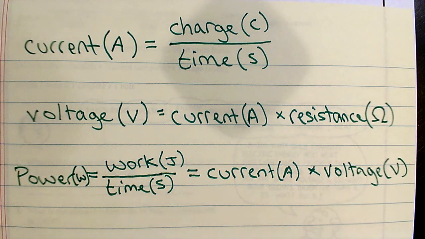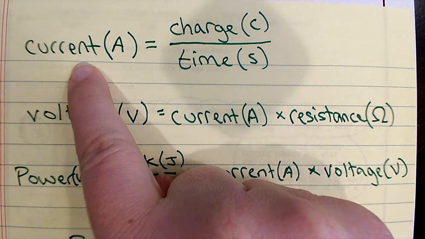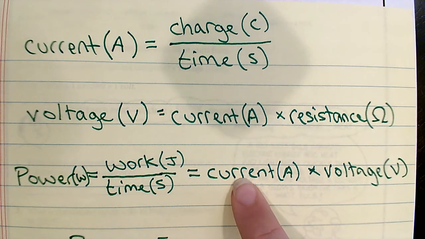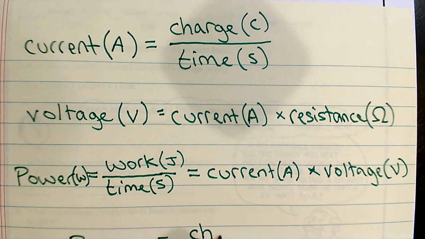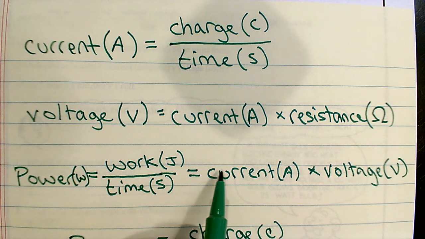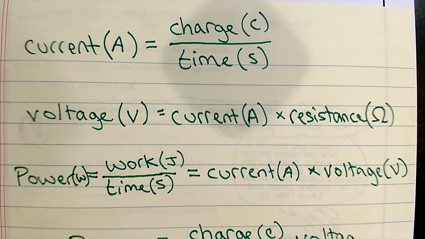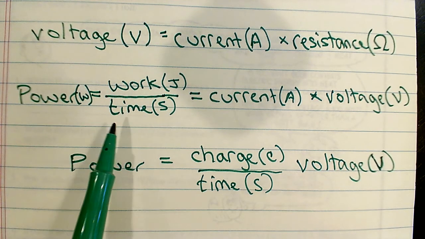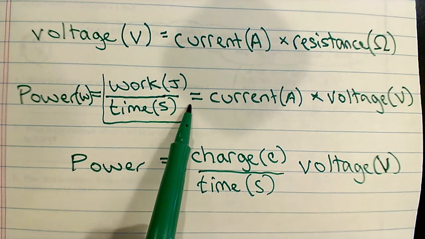So now I can get even more math crazy, and I can have a third way to think about power. I know that current is charge moved per time, so I can substitute that in here if I wanted to. So I can have charge in coulombs, and remember, we're substituting charge divided by time in seconds, times voltage in volts. So we can calculate power three ways.